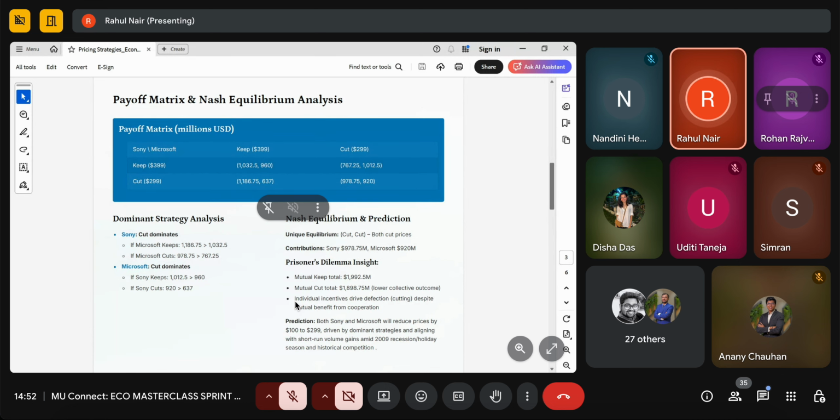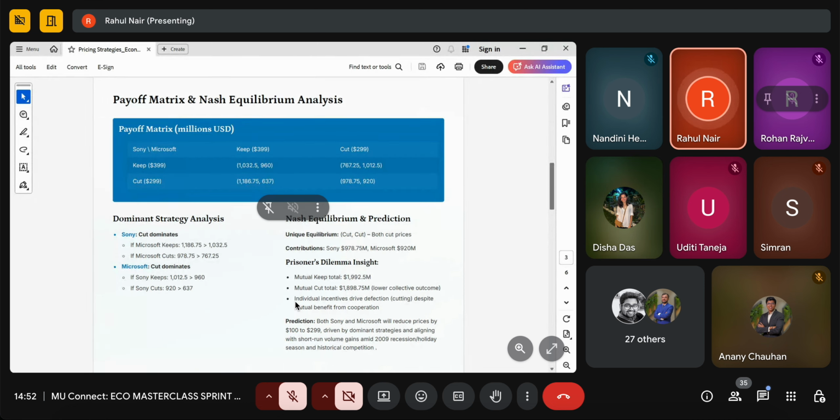So looking at these four quadrants, what would be the Nash equilibrium here? 978.75 and 920. Why not 1032.5 and 960? Because that's a trust factor, right? The other company can be trusted. So Sony might. Correct.